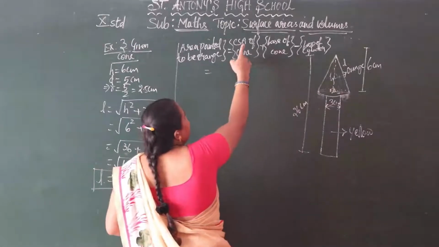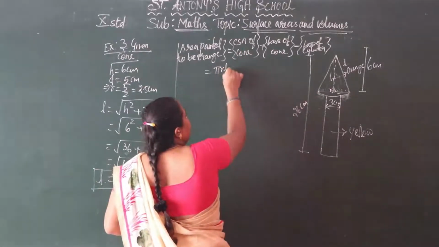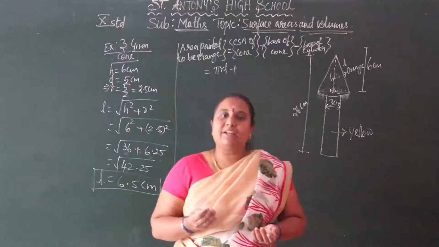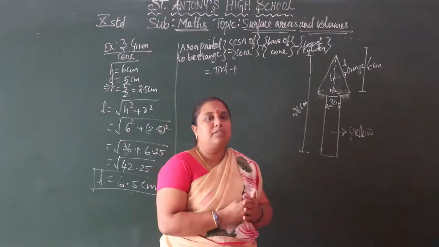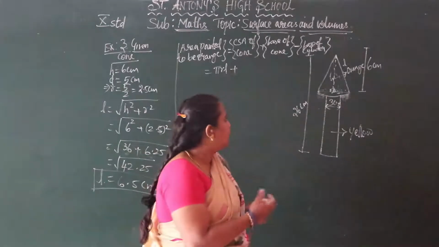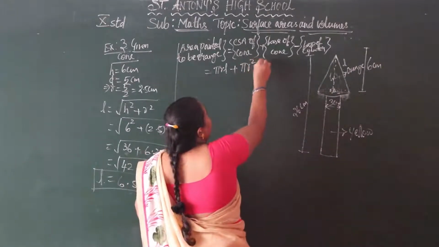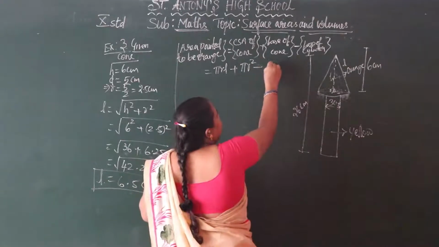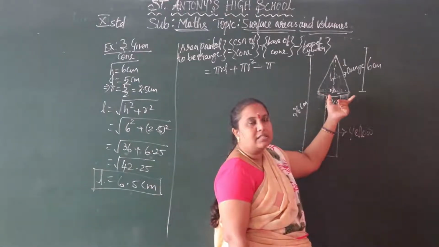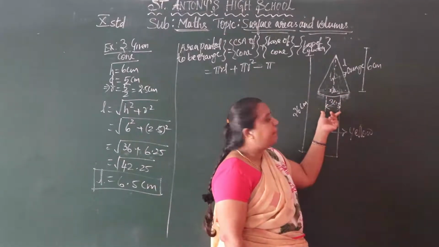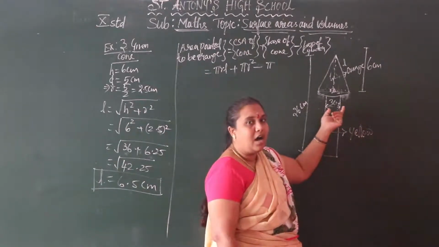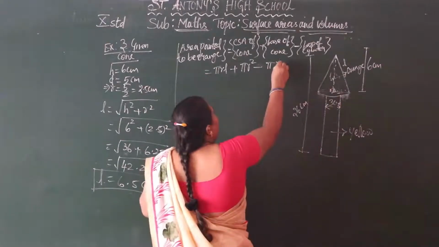What is the formula to find the CSA of cone? Pi r l, and plus the base of cone. The base of cone is also in the form of a flat circular surface. What is the formula to find the base of cone? That is pi r square. So pi r square minus pi, this one. The radius of cone is r and the radius of cylinder is r1. We have to take the cylinder radius as r1, so pi r1 square.